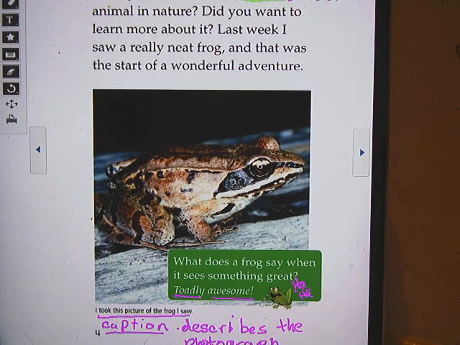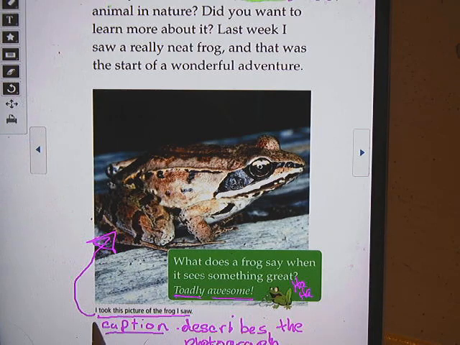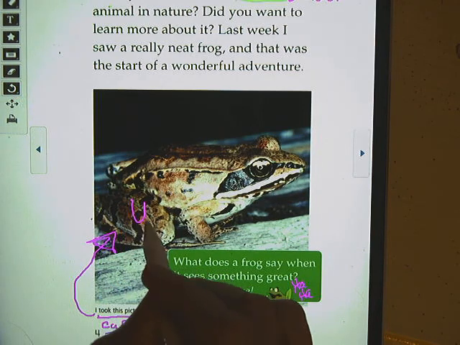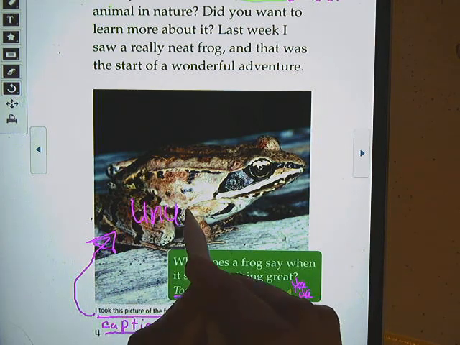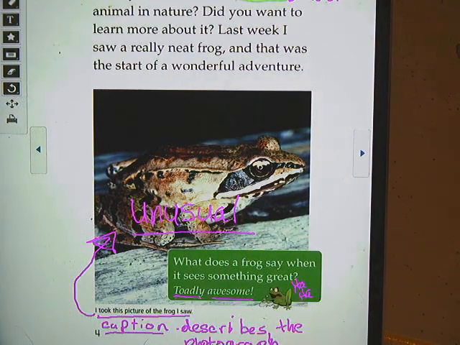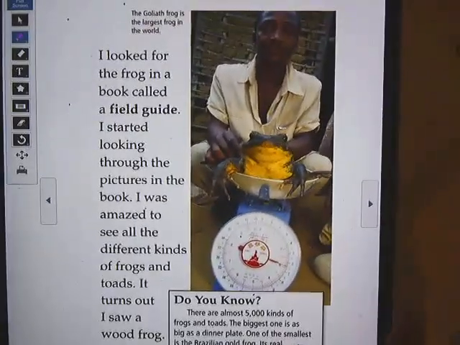All right, this caption's describing this photograph. It says, I took this picture of the frog I saw. So she's saying this frog is what? Unusual. And we said unusual means what? Means different. For some reason, she thinks this frog looks unusual. All right, let's read to find out what she found out.